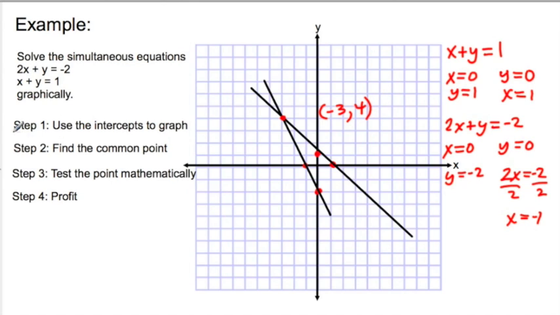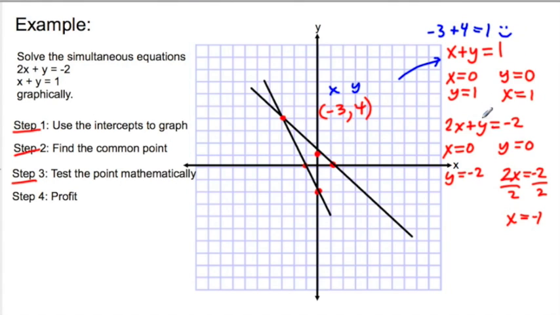So, step 1, use the intercepts to graph. I did that. Step 2, find the common point. I did that. It's negative 3 and 4. Step 3, I want to test the point mathematically. Here's where a lot of us often forget. Here's a step that we often skip. But I'm going to go ahead and test these points out in both of my equations. So if this is my x and this is my y, I'm going to plug it into this first equation, x plus y equals 1. So negative 3 plus 4 equals 1.